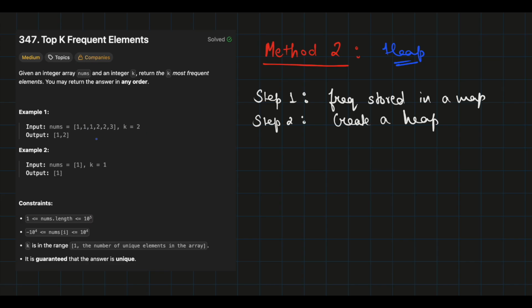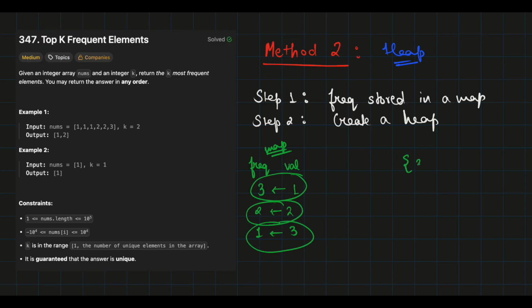So taking the first example here, this data is going to be stored in a map. So what we will do is pass each of the elements into the max heap. So it will create something like 3 comma 1 at the top, and below that everything that is smaller. So 2 comma 2 and 1 comma 3.